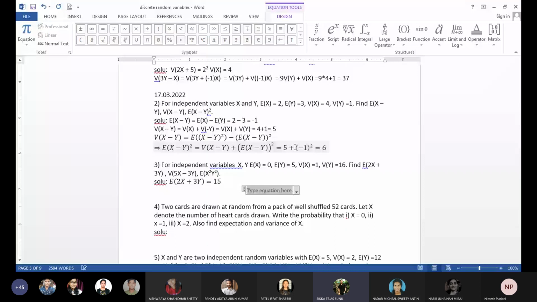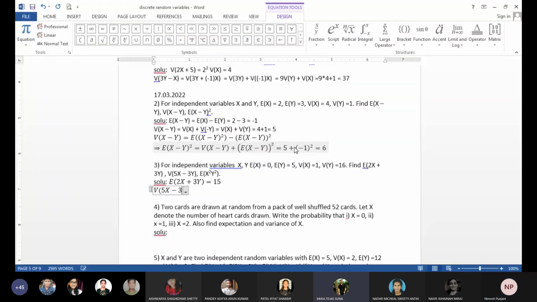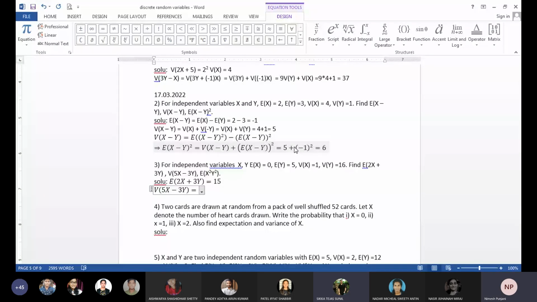Sir, 5x minus 3y का minus 43 आया. एक मिनट. 5x minus 3y का वेरिएंस, कितना आया? 43. नहीं आएगा. वेरिएंस है, वो एक्सपेक्टेड वैल्यू नहीं है. Anyone else has got the answer for variance of 5x minus 3y?